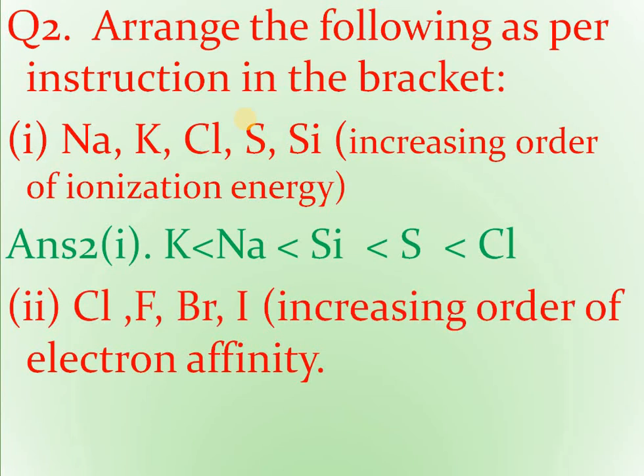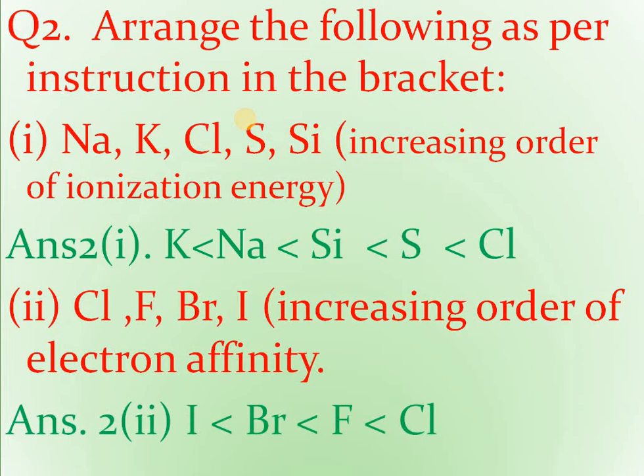Now, increasing order of electron affinity. First, which family does it belong to? It belongs to the halogen family. Down the group, atomic size is increasing and electron affinity is decreasing, but there is a special case with fluorine and chlorine. We have to be careful about that. Otherwise, down the group electron affinity decreases. So I is the least, and chlorine is maximum. Actually, we think that fluorine is maximum, but it is not. We have discussed this in detail in the audios also. Please take care of that.